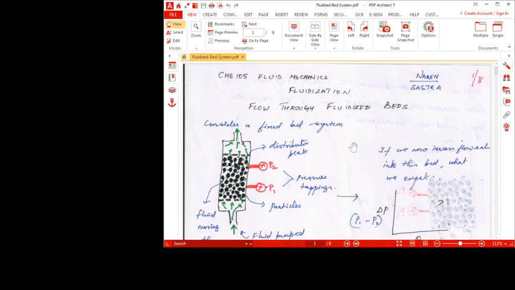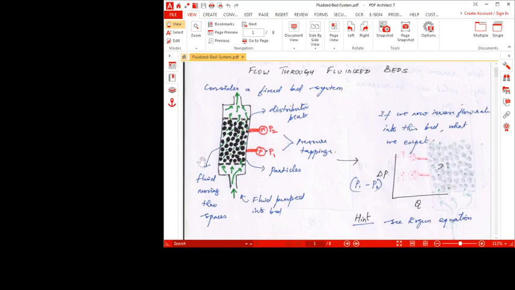This is a video in continuation of the unit for fixed and fluidized bed. In this video, we will focus on the fluidized bed system. I'll give you an introduction to the topic of fluidized beds. This is part of the fluid mechanics course for second year B.Tech Chemical Engineering. Now let's start our discussion with just the fixed bed, and then let's go through the fluidized bed.